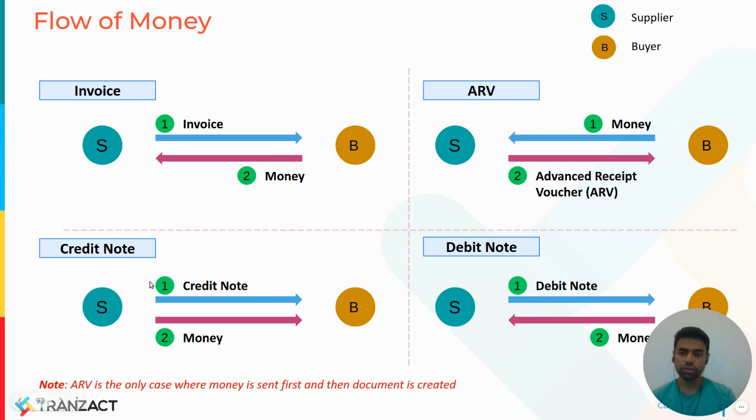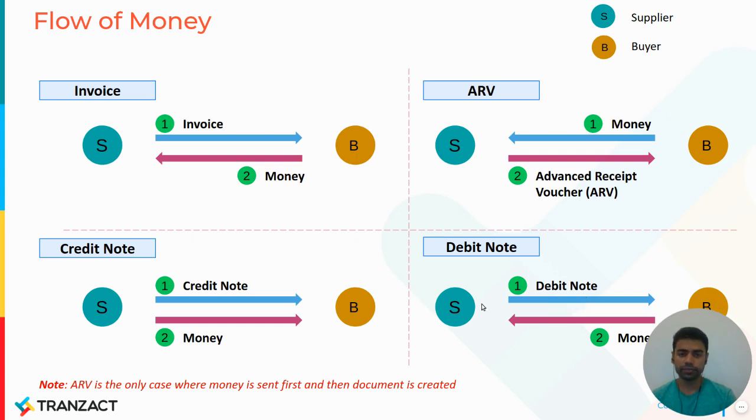In case of a credit note, the supplier generates a document and sends the credit note from S to B, and essentially it means that the supplier has to pay a certain amount to B. So after the document is generated, either it is set off against the invoice, but if the payment of the invoice has already been done, then the supplier has to pay the money to the buyer. So the money flows from supplier to buyer.